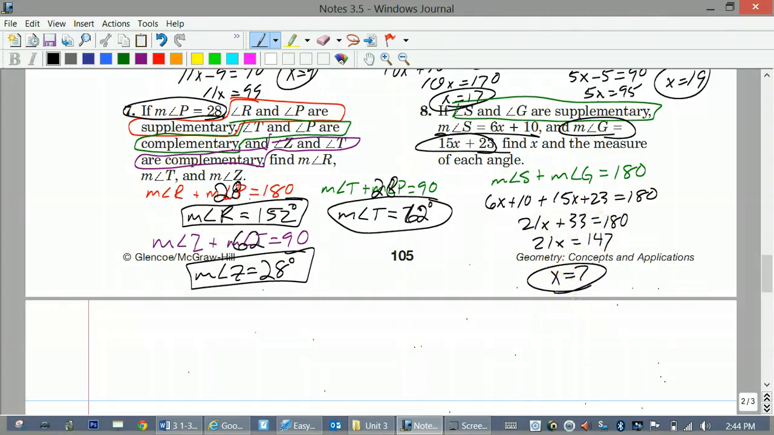Does that answer the question? No, go back and read it. It says find the measure of each angle. That's not the answer. Measure of angle S is going to be 6 times 7 plus 2 plus 10. 42 plus 10, 52. And 180 minus that will get you the measure of angle G.